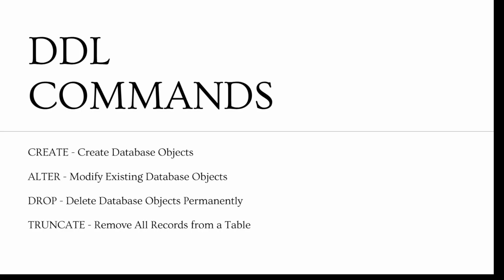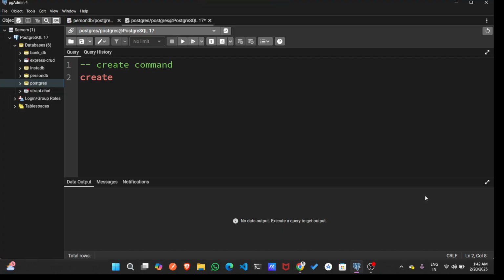The first one is create, which is used to create the database objects like indexes, constraints, or tables, etc. The second one is alter, which is used to modify the existing database objects. The third one is drop, which is used to delete the database objects permanently. And the fourth one is truncate, which removes all the records from the table. In order to demonstrate these commands, let's move to the Postgres workbench.